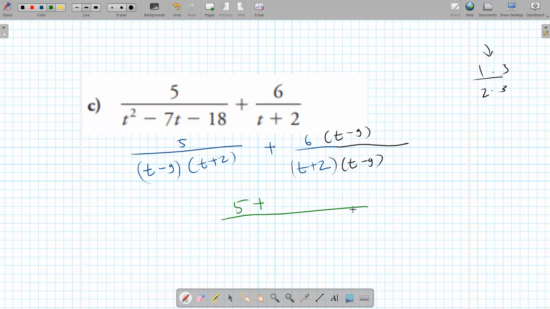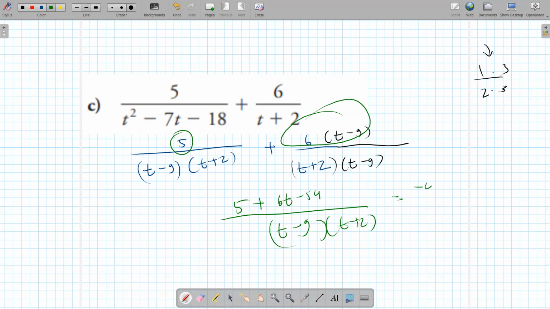Do you multiply? Yeah, multiply. If you open that bracket, what do you get? You just FOIL it. 6t minus 54. Yeah, minus 54. And now you can combine this 5 with this numerator because the denominators are the same. So it's going to become one big t minus 9 t plus 2. So you have 5 minus 54, which is negative 49, plus 6t. And on the bottom, you have t minus 9 t plus 2, and you are done. You can't go any further than this. Okay. Easy as that.